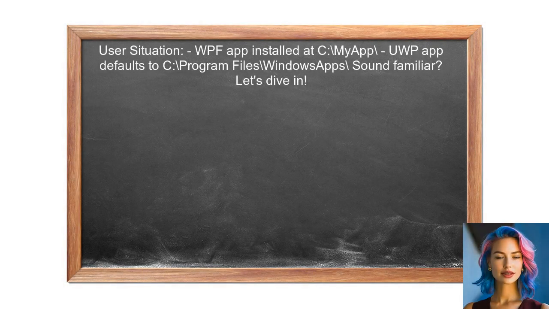Here's the situation. One user created a WPF desktop app and successfully set the installation path to C:\MyApp. However, when they generated a UWP app using the same InstallShield project, it defaulted to C:\Program Files\WindowsApps. Sound familiar? Let's dive into how we can change that.